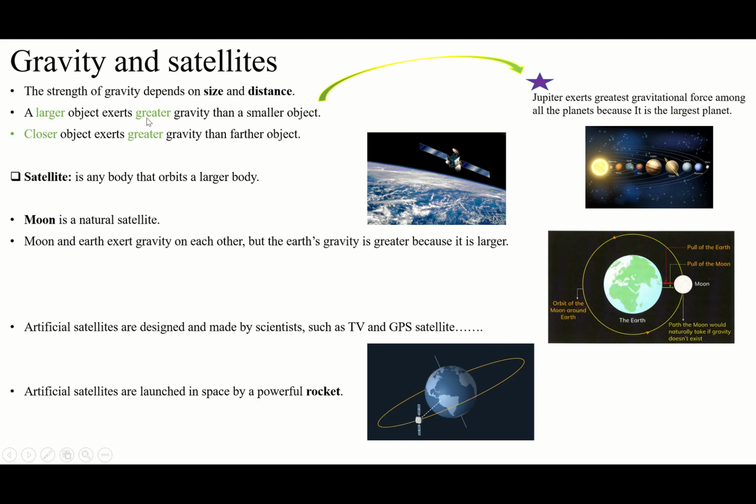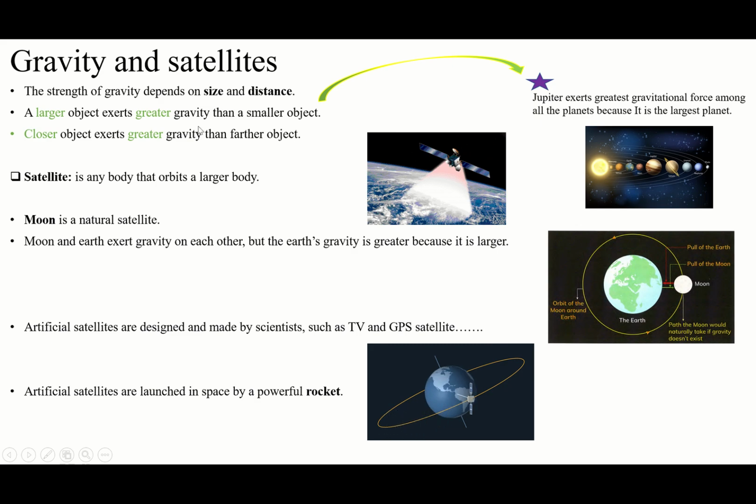Larger means greater: a larger object has greater gravitational force than a smaller object. In here we have moon and earth. Which one is larger? Of course, earth. You see both of them in the picture and you see earth is larger. So according to this rule, the larger object exerts greater gravitational force, it means that earth is going to exert greater gravitational force on moon compared to moon on earth.